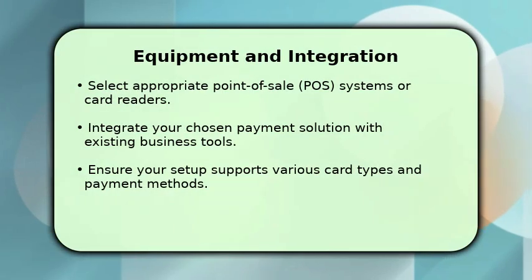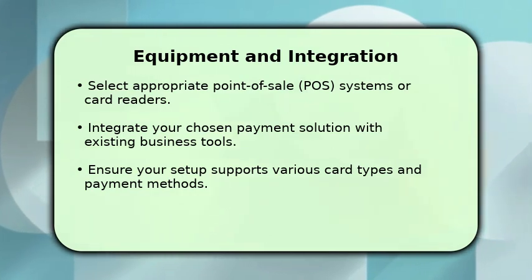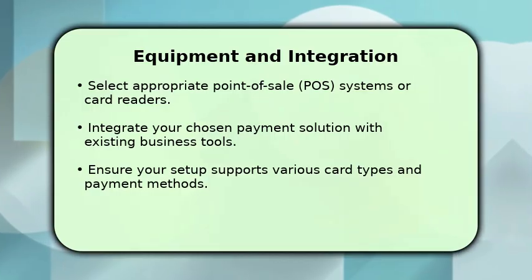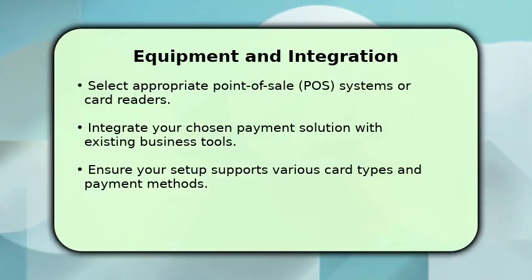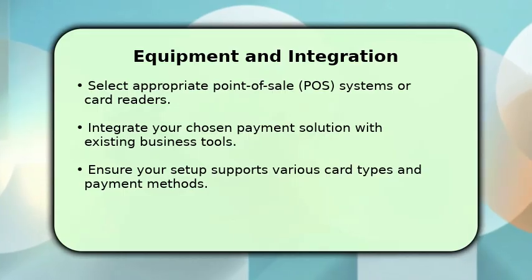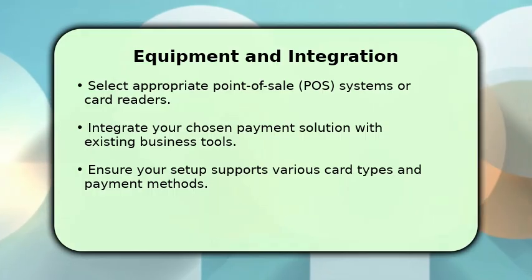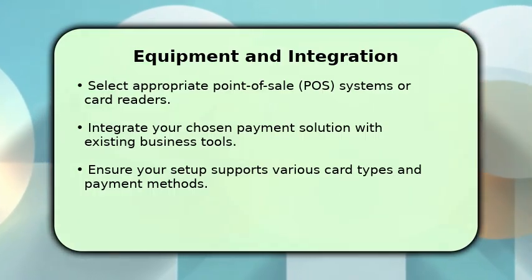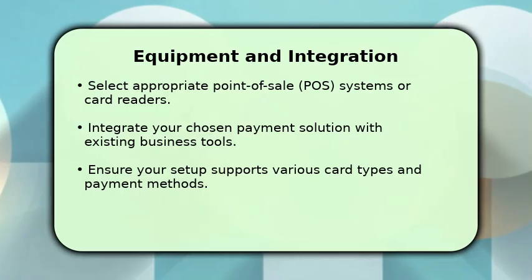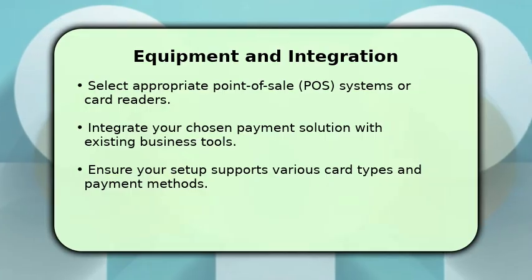Once you have chosen a processor, it is time to select your equipment. This could range from a simple mobile card reader, costing around $50, to a full point-of-sale system. Ensure your chosen solution integrates smoothly with your inventory management or accounting software. It is vital that your setup can accept all major credit cards, including Visa, MasterCard, American Express, and Discover, and supports contactless payments for customer convenience.